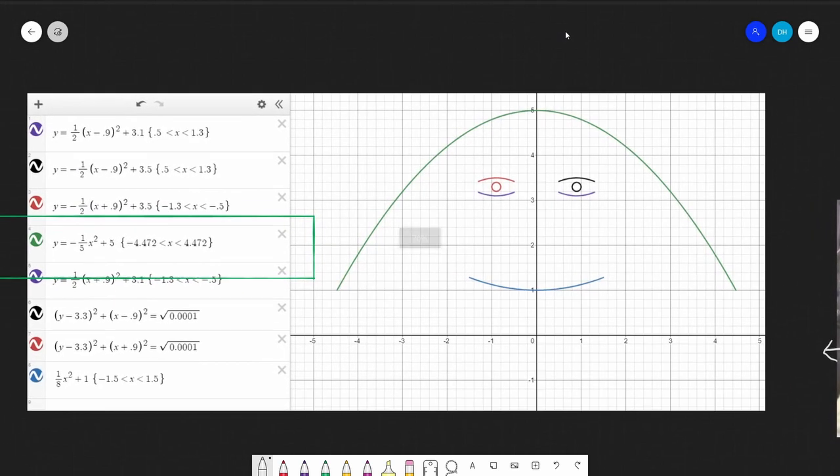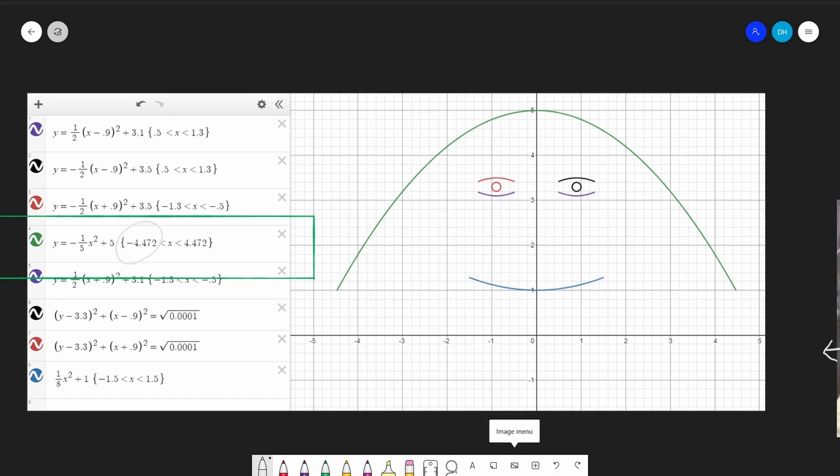Yes, I know, this cursed image of Shrek. Oh my god, it hurts me just to look at it, but let's just pretend that the curvature of Shrek's head is represented by this function, boxed in green. Y equals negative 1/5 x squared plus 5. And we're going to evaluate it from negative 4.472 to positive 4.472.